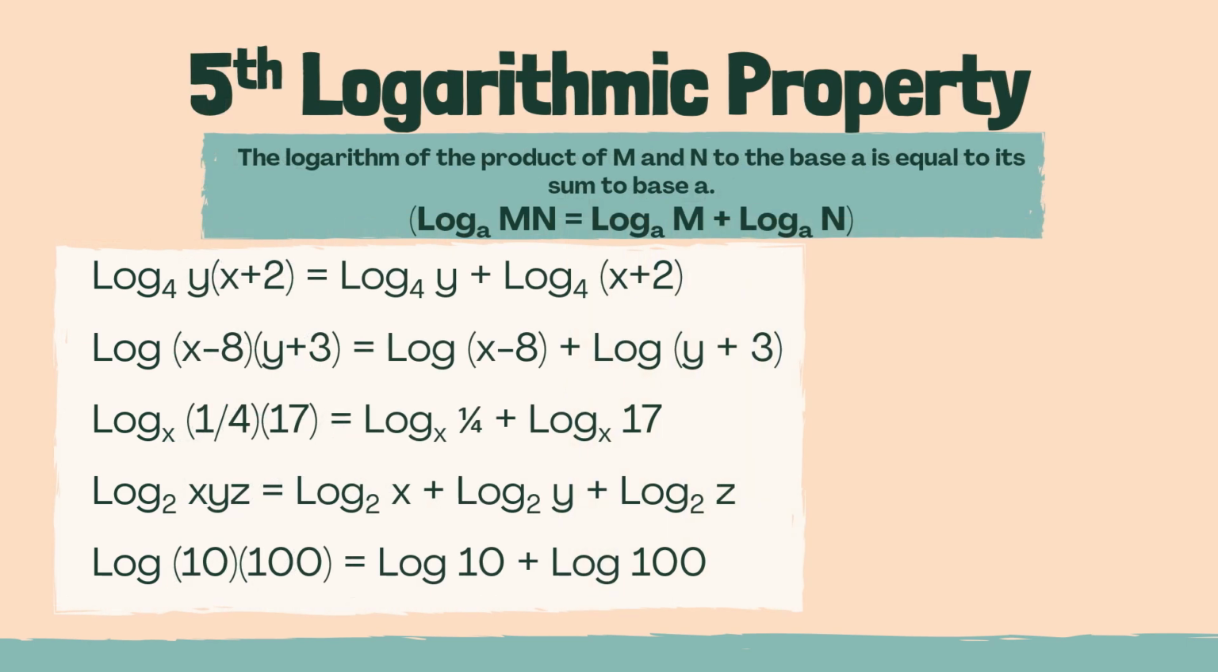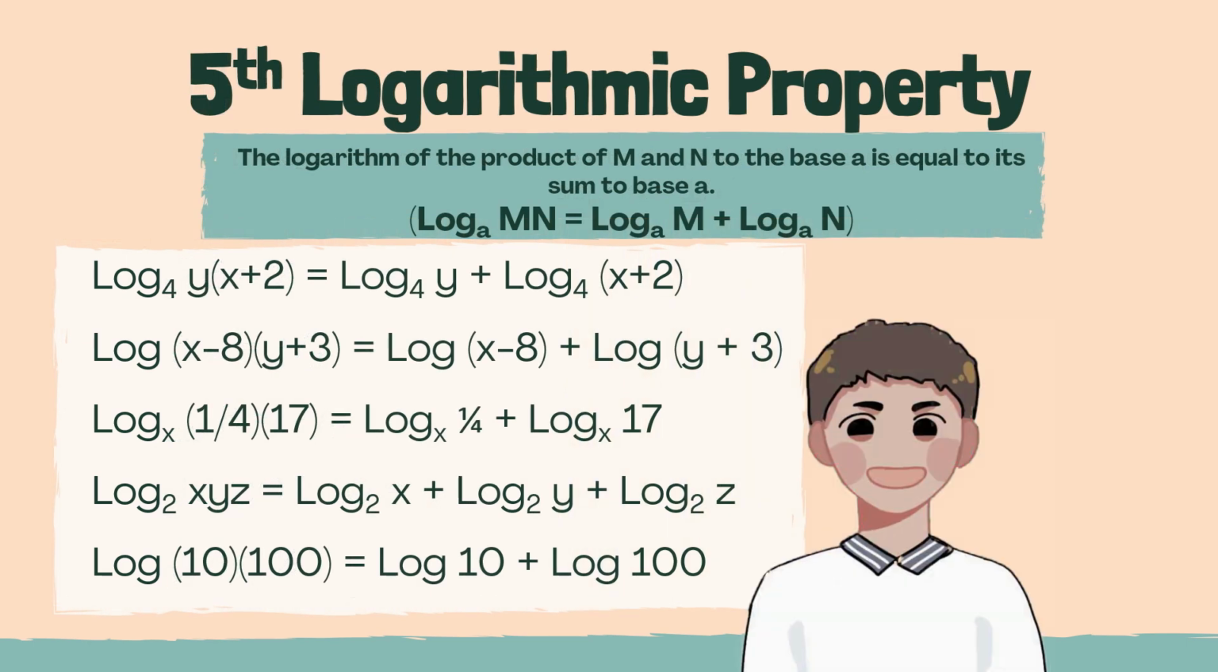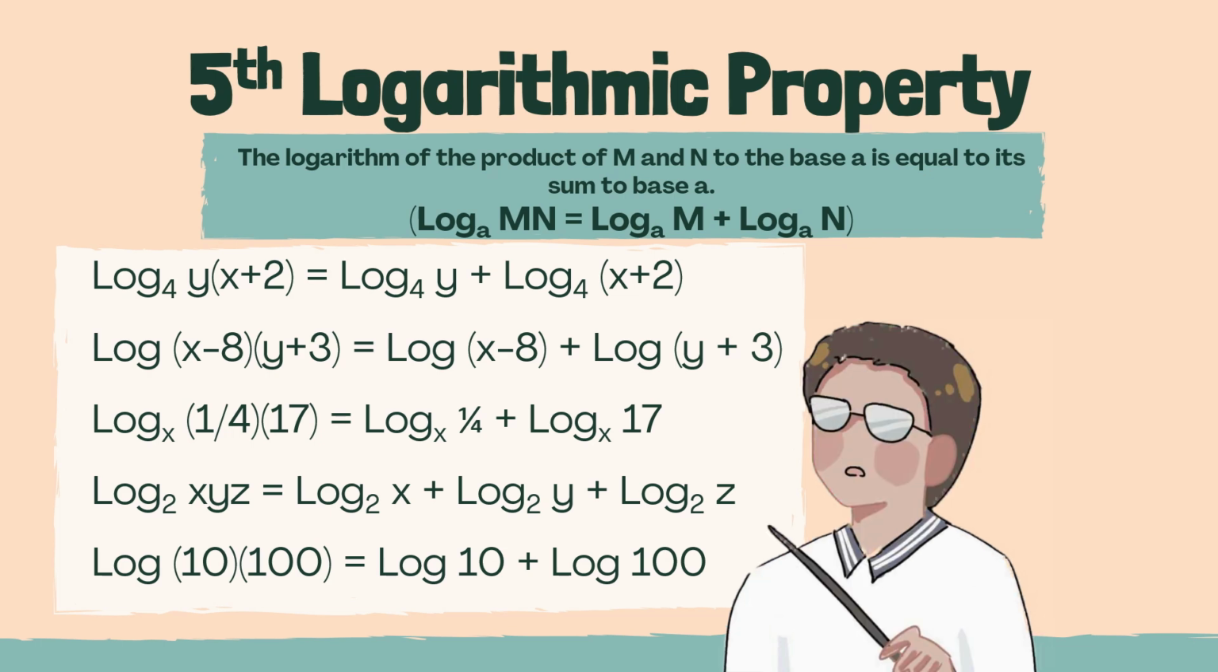Fifth property. The logarithm of the product of m and n to the base of a is equal to its sum to base a. This can be read as the log base a of m and n is equal to the sum of log base a of m and log base a of n. An example of this property is log base 4 of y quantity x plus 2 is equal to log base 4 of y plus log base 4 of quantity x plus 2.